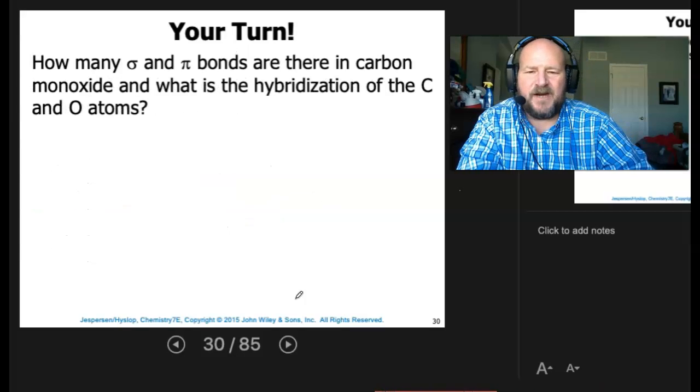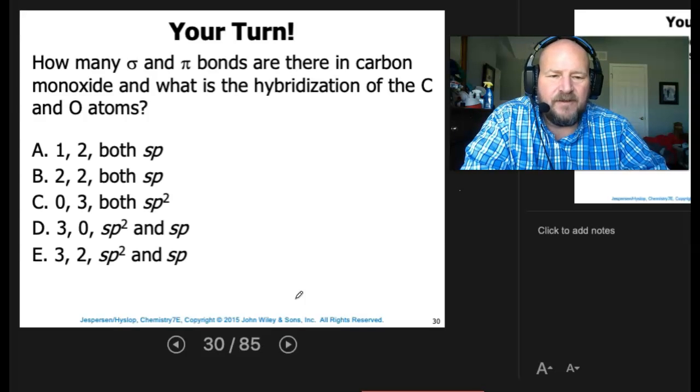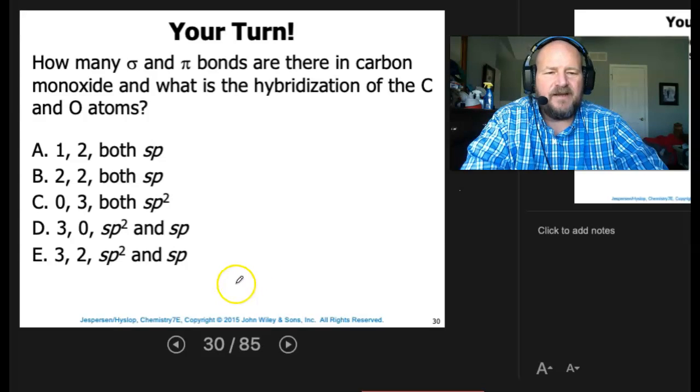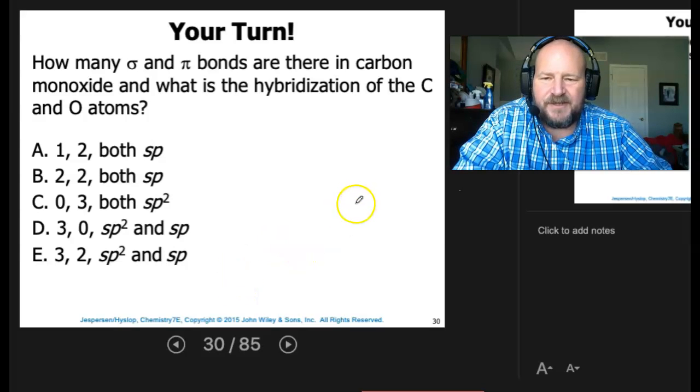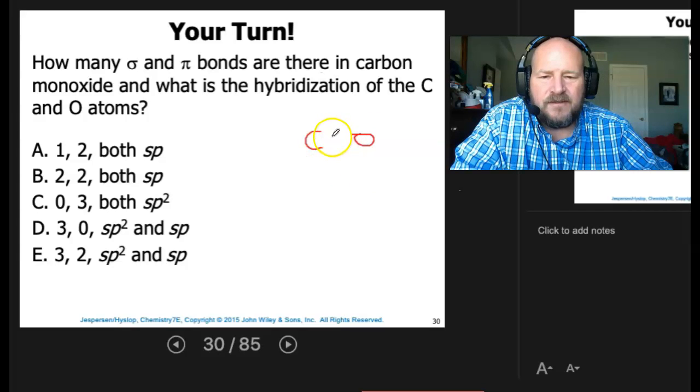How many sigma and pi bonds are there in carbon monoxide? And what is the hybridization of the C and O atoms? All right, so how many sigma and how many pi bonds are in CO, carbon monoxide? Well, we have 4 plus 6 is 10 electrons. So I'm going to draw on a single bond. And if I try to put dots around everybody here, we're going to find out we're way over.